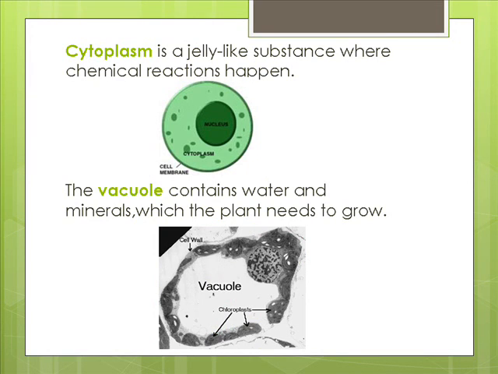The cell membrane controls what enters and leaves the cell. Cytoplasm is a jelly-like substance where chemical reactions happen. The vacuole contains water and minerals, which the plant needs to grow.